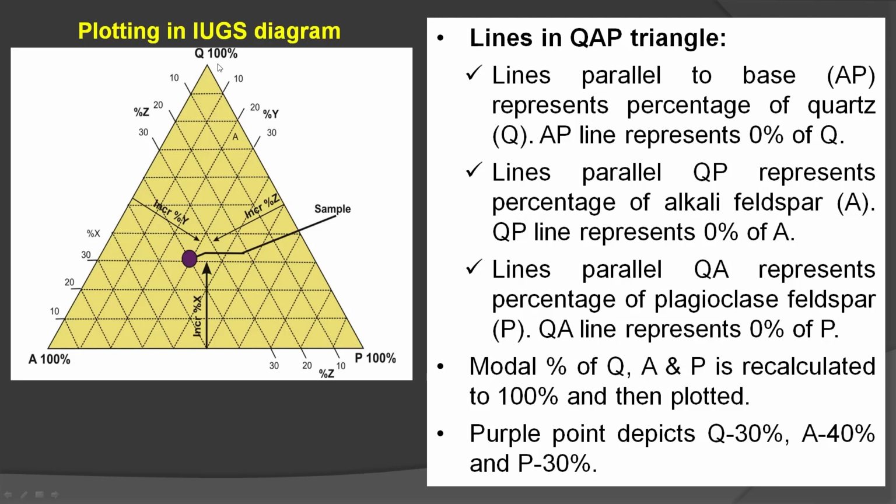We have the Q over here and A over here and P over here. Plagioclase is 100% here, alkali feldspars are 100% over here, and we have quartz 100% over here. The alkali feldspar proportion will increase from the QP plane towards A. The quartz proportion will increase from the AP plane towards Q, and plagioclase feldspar composition will increase from the AQ plane towards P. By finding out the values of QAP and normalizing it to 100, we can plot the composition of our rock concerned in this triangle and can classify our rocks.